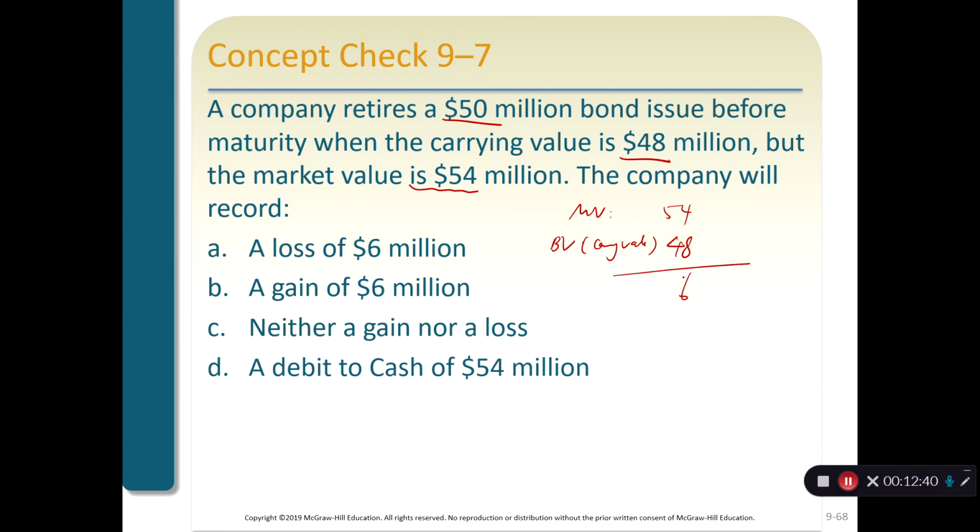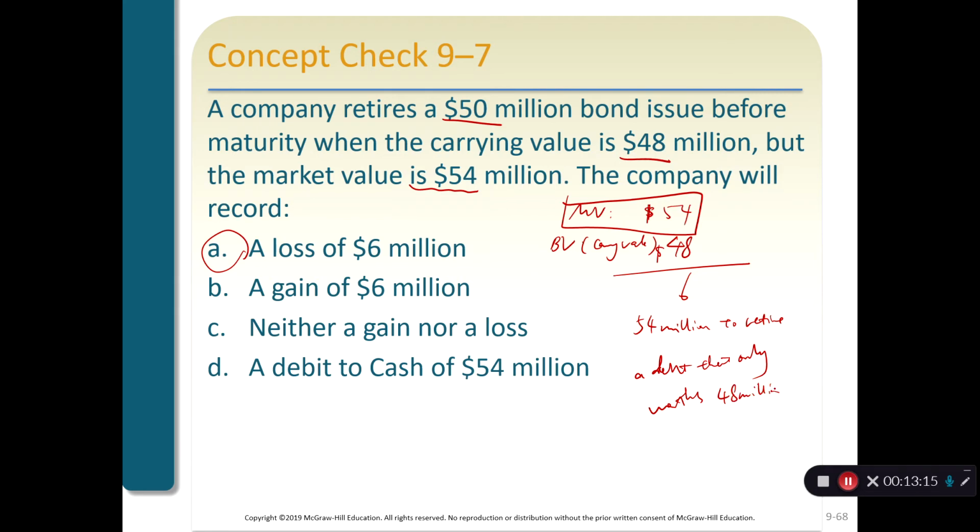Hence, we have a $6 million loss, right? Because in order to retire this bond, the market asks you to pay $54 million. And the carrying value of this bond is actually $48 million. That means you are using $54 million to retire a debt that is only worth $48 million. Hence, you have a loss of $6 million.